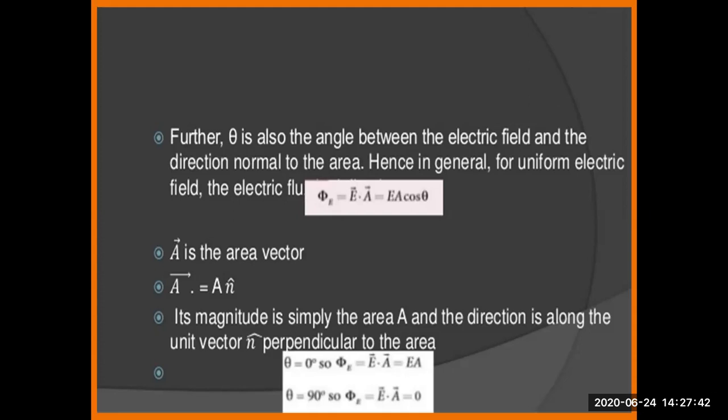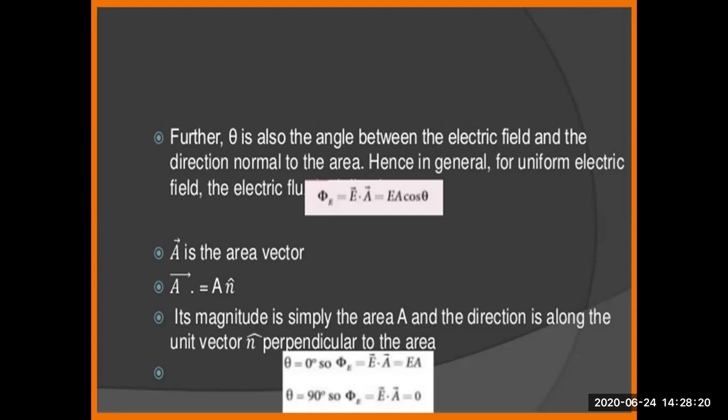These are the points further explaining this: theta is also the angle between the electric field and the direction normal to the area. First you placed it normal, now you have tilted it. The electric field has the same direction, coming out from the source, so there is no change in its direction. But now you have slightly tilted the perpendicular to the area, so theta is the angle between that perpendicular and the electric field lines. Hence, in general, for a uniform electric field, the electric flux is E A cos theta.